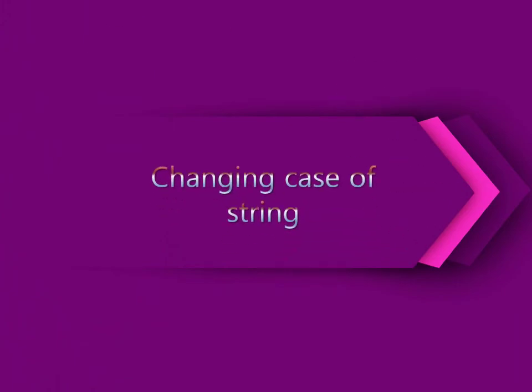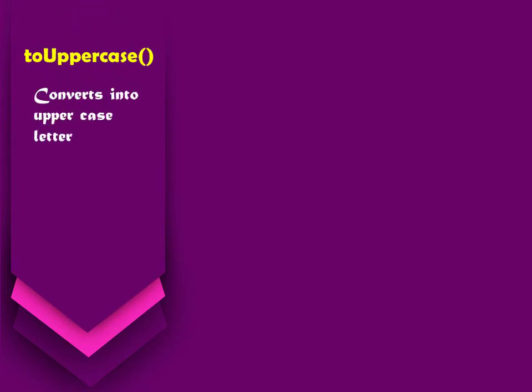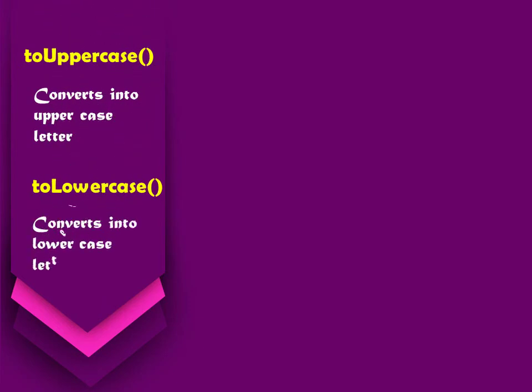Next we'll see changing the case of a string. There are two different cases of string. One is uppercase, another one is lowercase. The toUpperCase method is used to convert the string into uppercase, and the toLowerCase method is used to convert a string into lowercase.